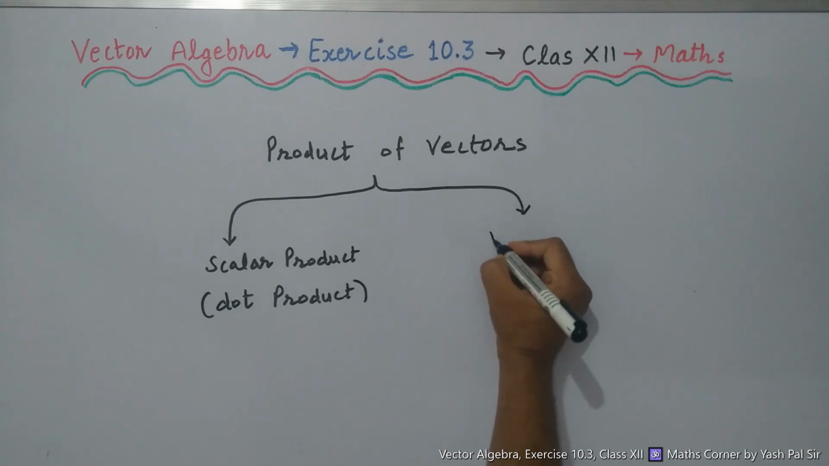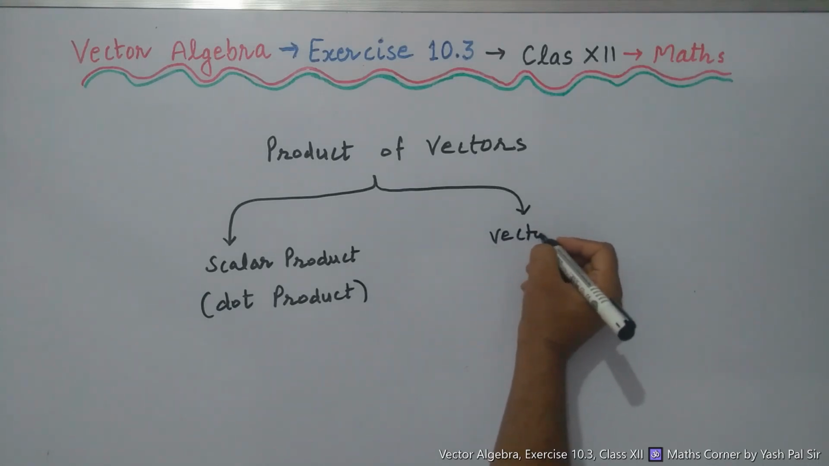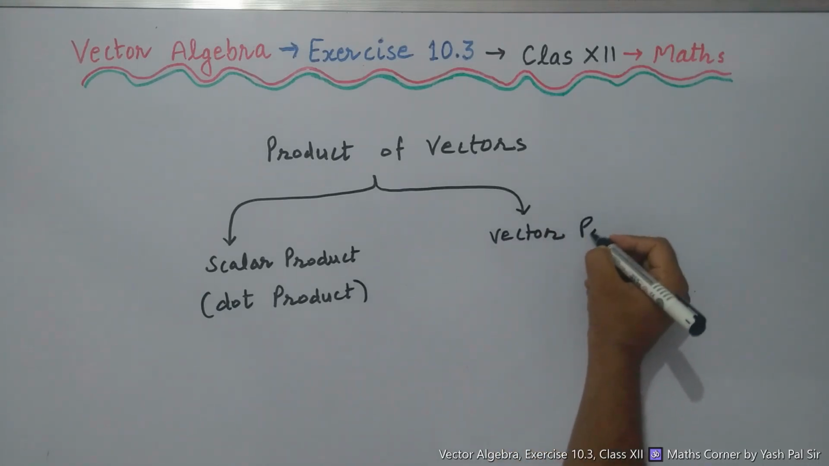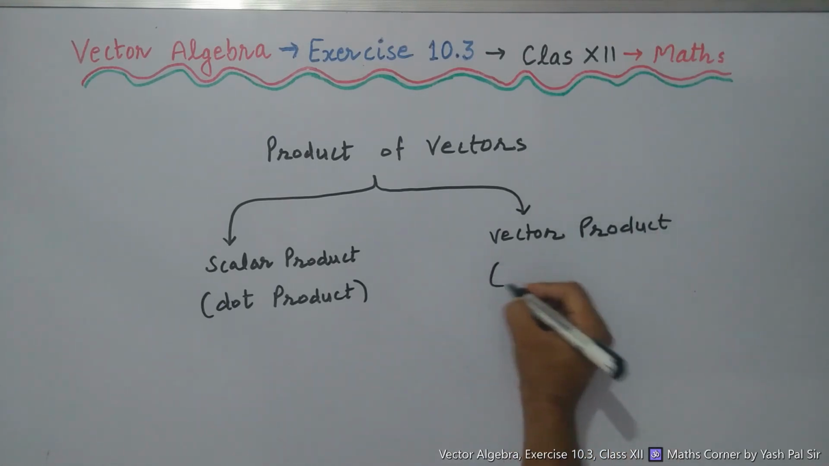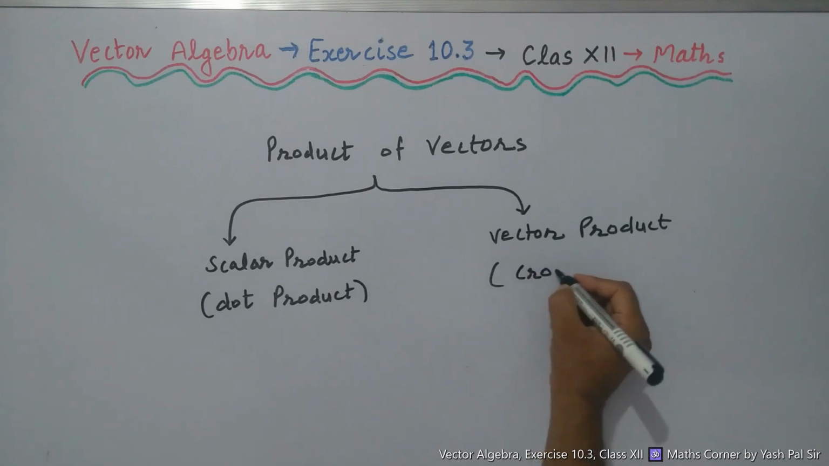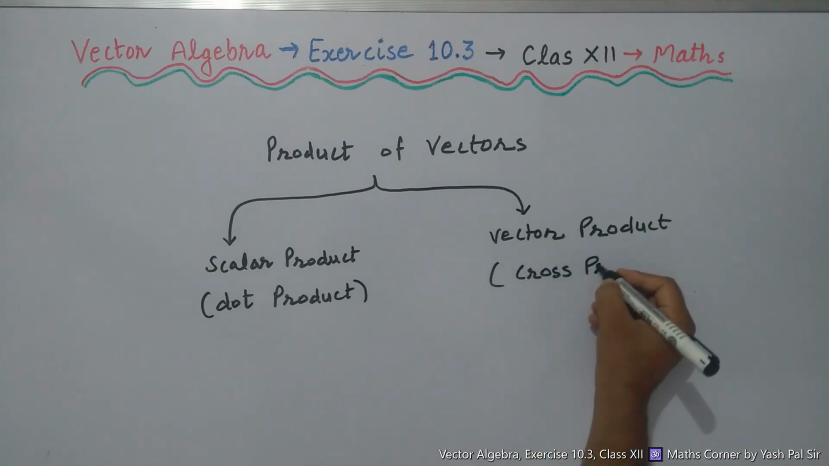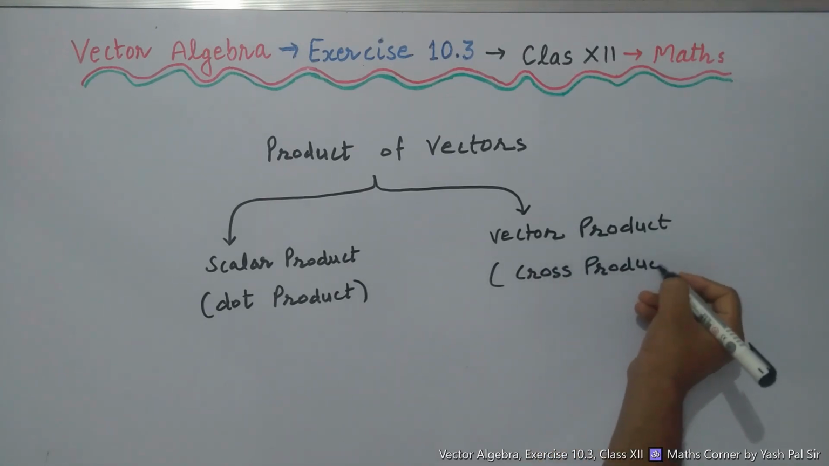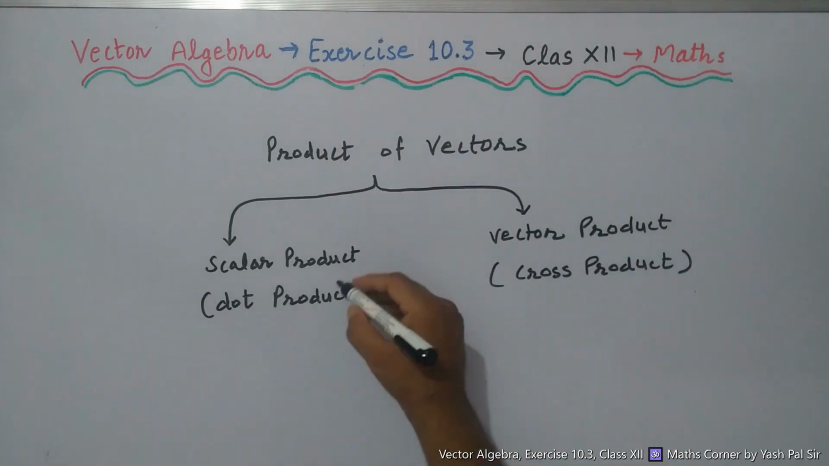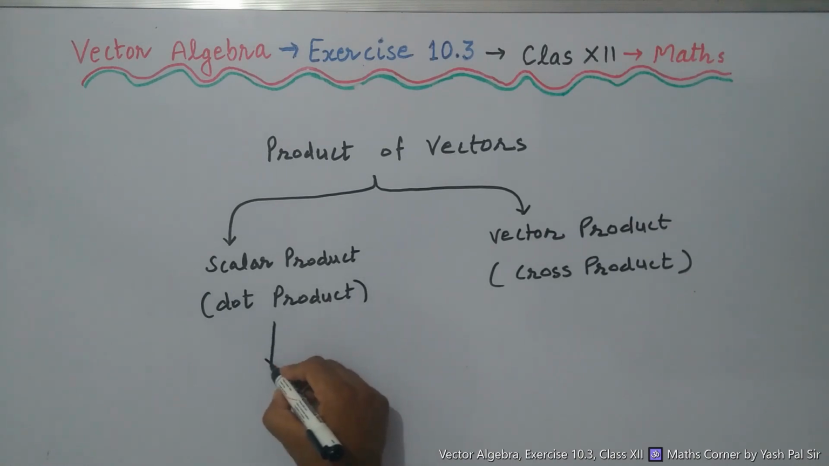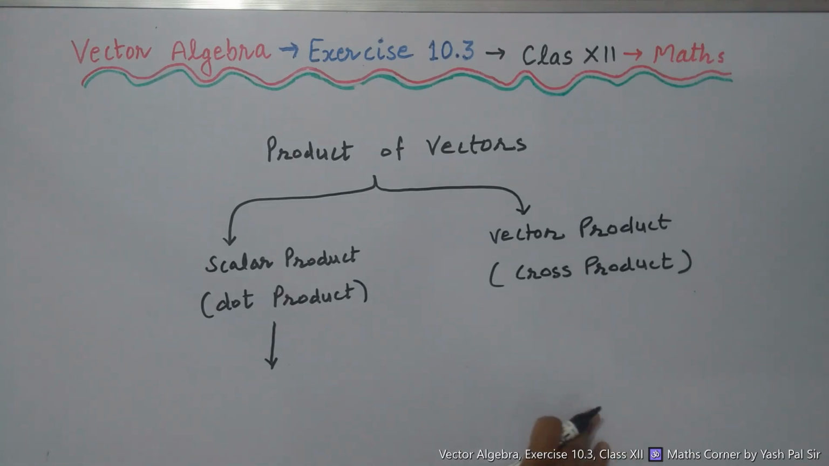The second one is vector product, which is also called cross product. In this exercise 10.3, we are just having scalar product, which is also called dot product. Let us try to understand this with one example.